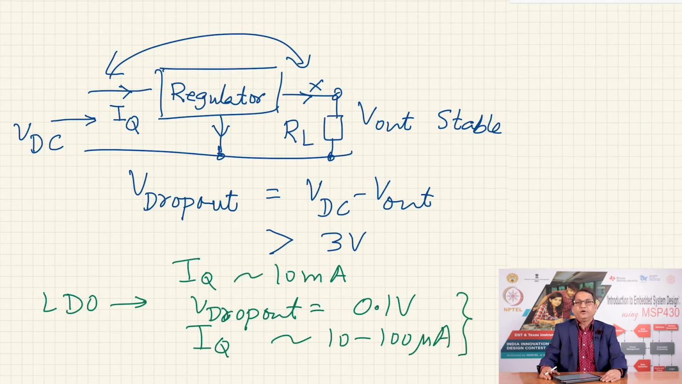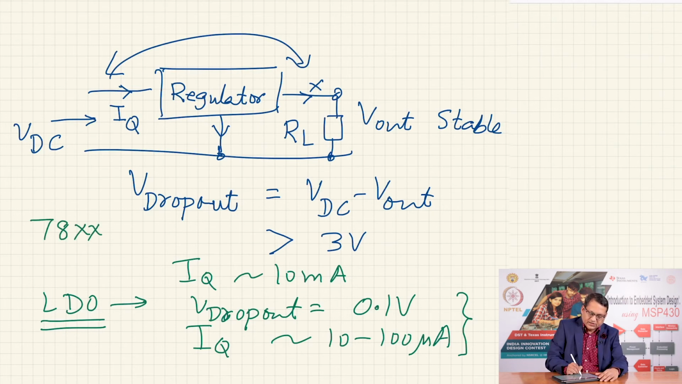So, if you are going to design your power supply for an embedded application and you are forced to use a linear regulator for various reasons, it is advisable to use an LDO type of linear voltage regulator instead of the traditional 7-8XXX series.